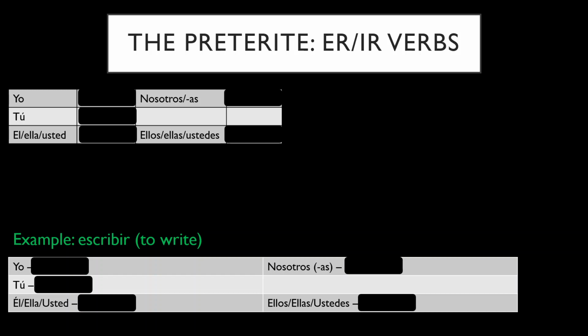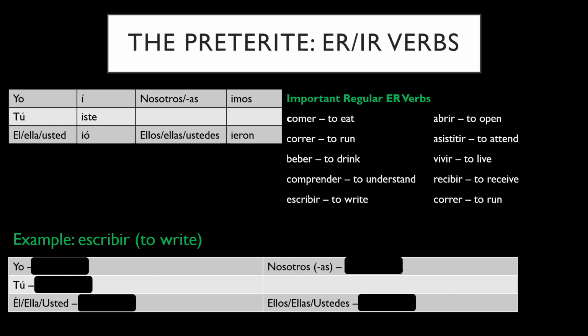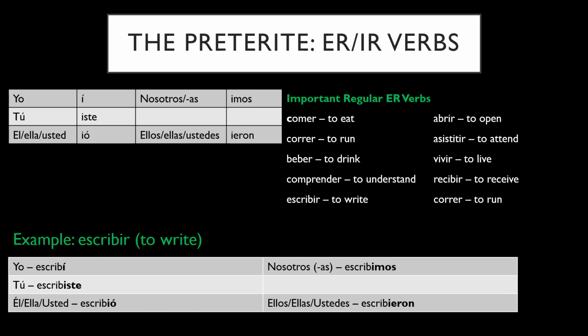The endings for ER and IR look somewhat similar to the endings for AR as well, except there are some small differences. The endings are í, iste, ió, imos, and ieron. If we look at the example of escribir, which means to write, we get escribí, escribiste, escribió, escribimos, and escribieron.